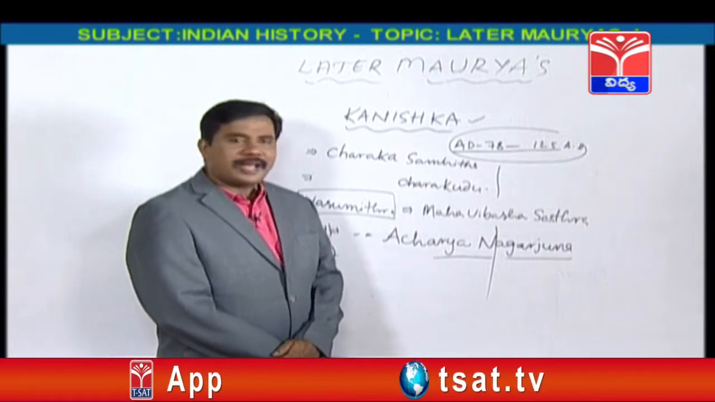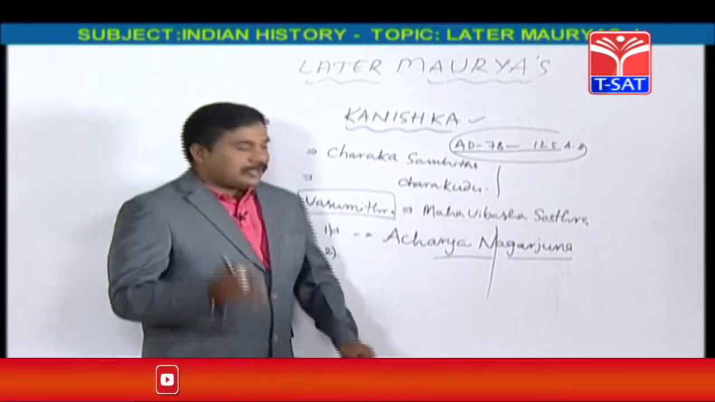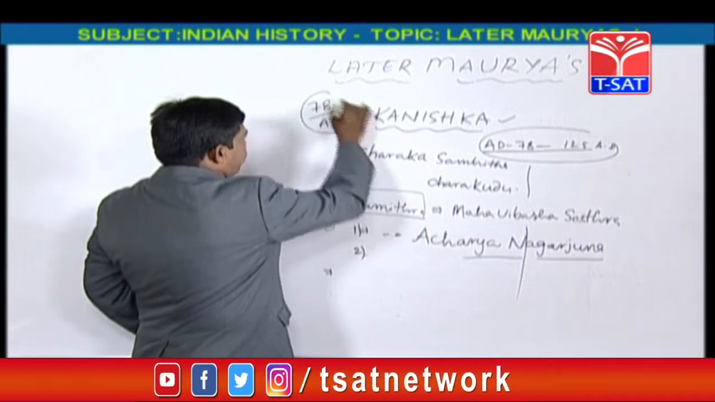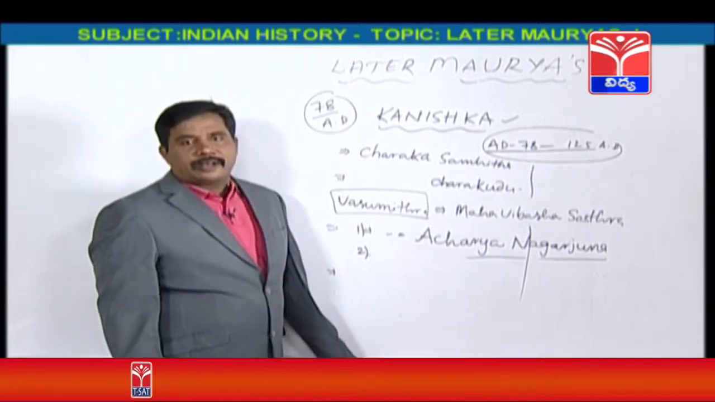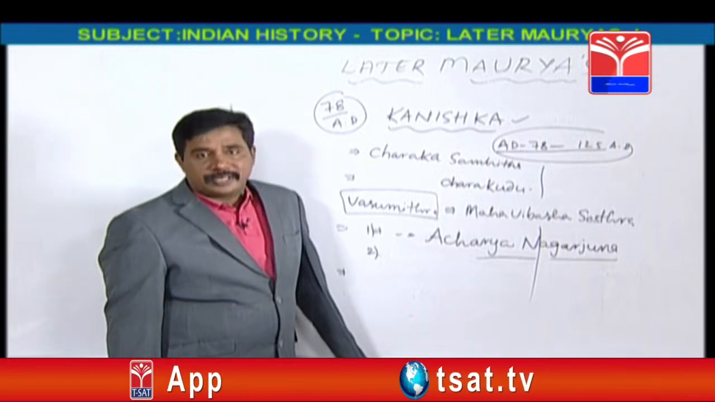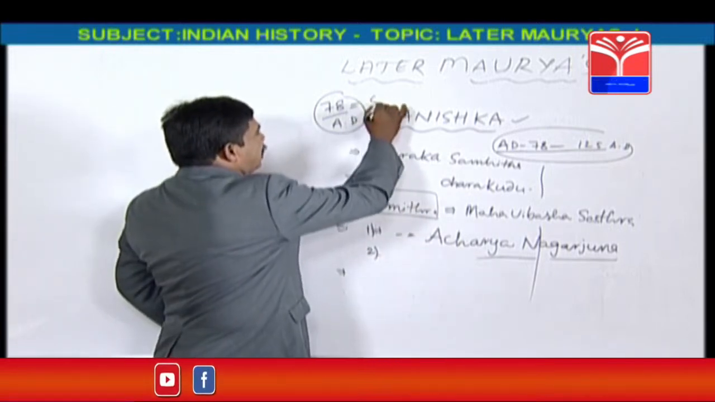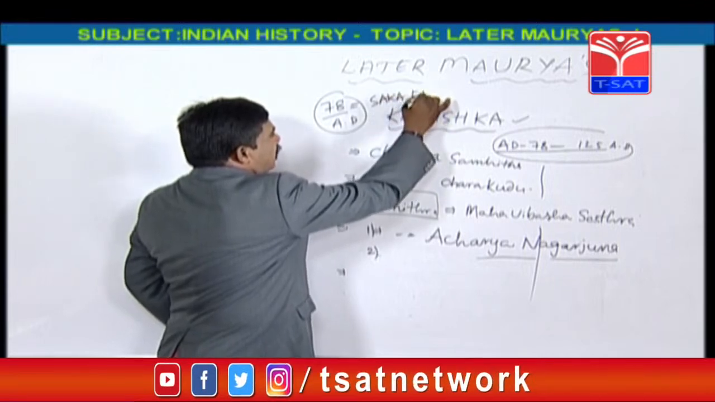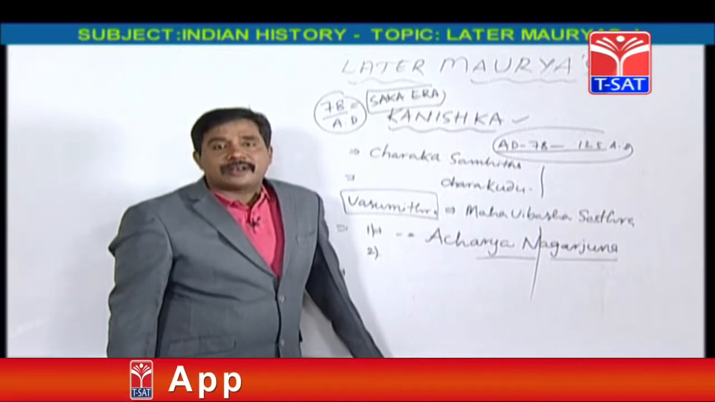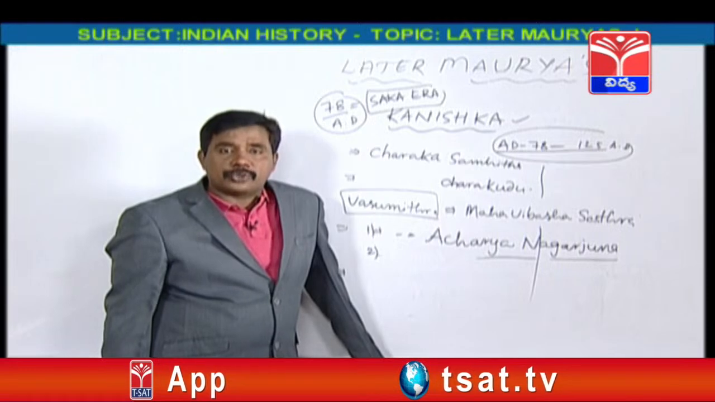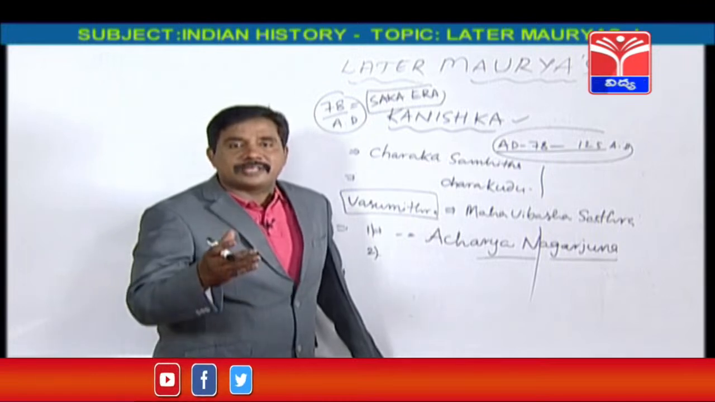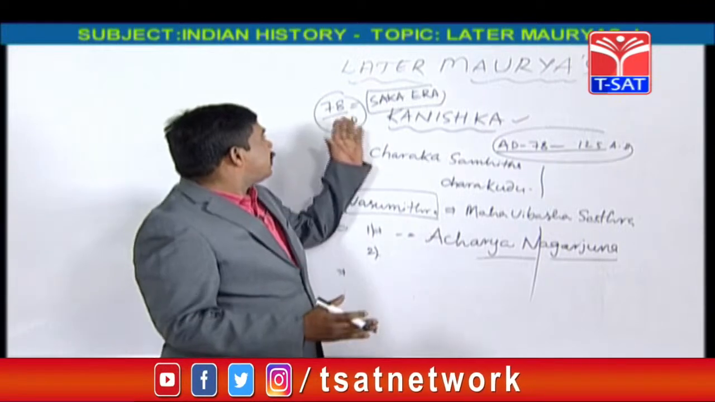Kanishka, we have to remember this date, 78 AD. Kanishka became the ruler in 78 AD. This is called the Shaka era. In the Indian calendar we have the Shaka era, which starts from 78 AD. Whenever Kanishka came to the throne, from that day onwards the Shaka era, the Indian calendar, starts from 78 AD.